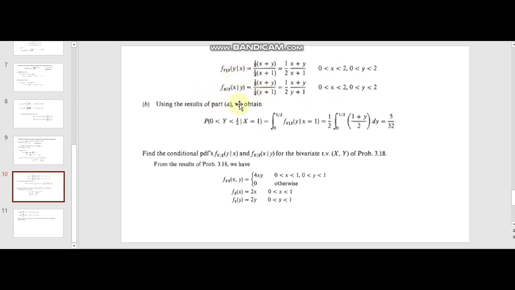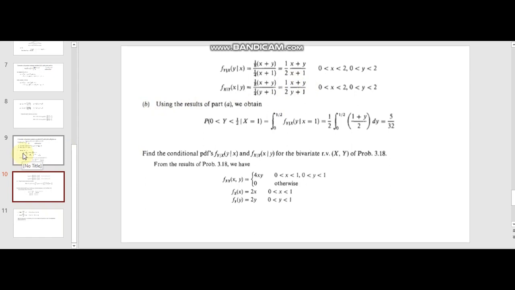Similarly, I can find the conditional pdf of x given y. What I will do here, in the numerator, I will take the joint probability of x and y, divided by the marginal probability of y. So here this is my conditional probability of x given y.